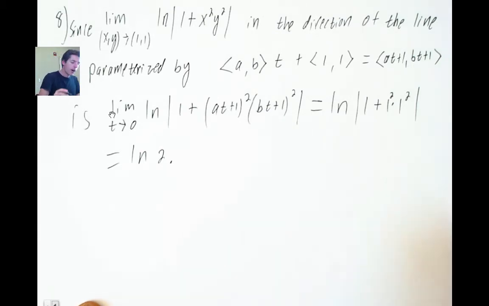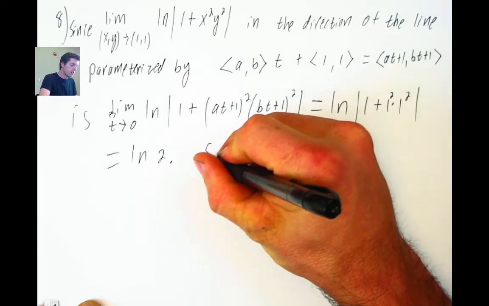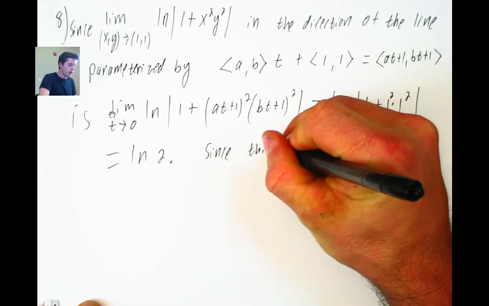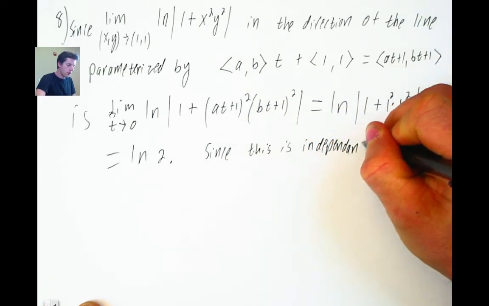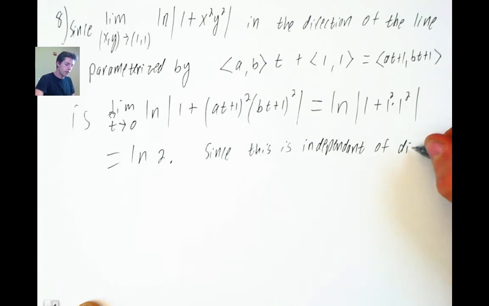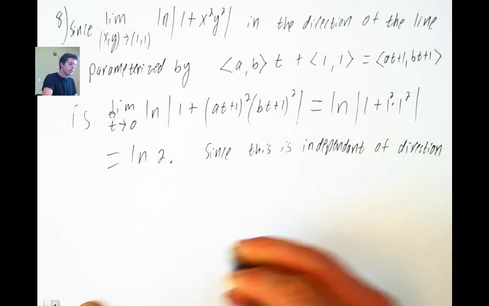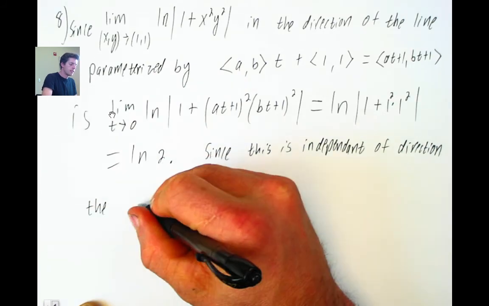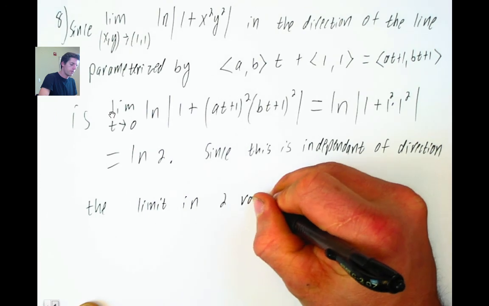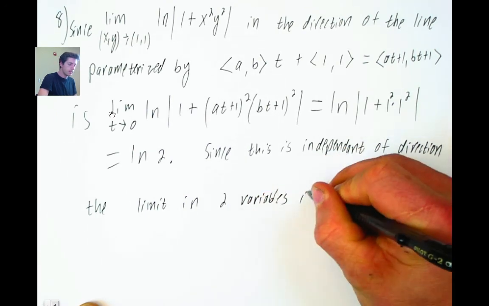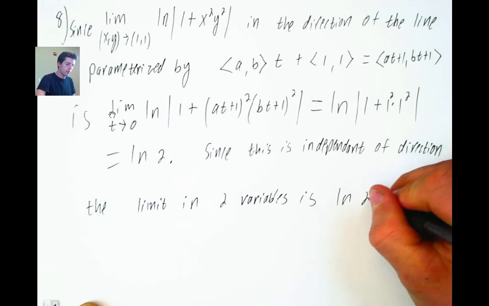Okay, now we found that this was independent of a and b, and I think that you can see pretty readily how a and b vanish typically. We can say this is independent of direction. The limit in two variables is natural log of 2.